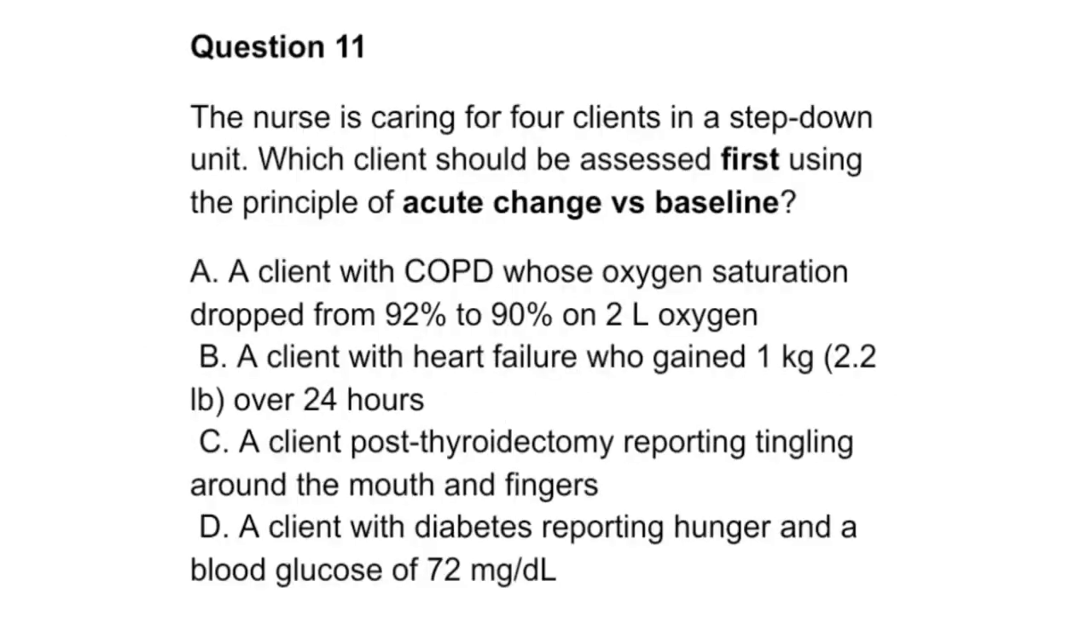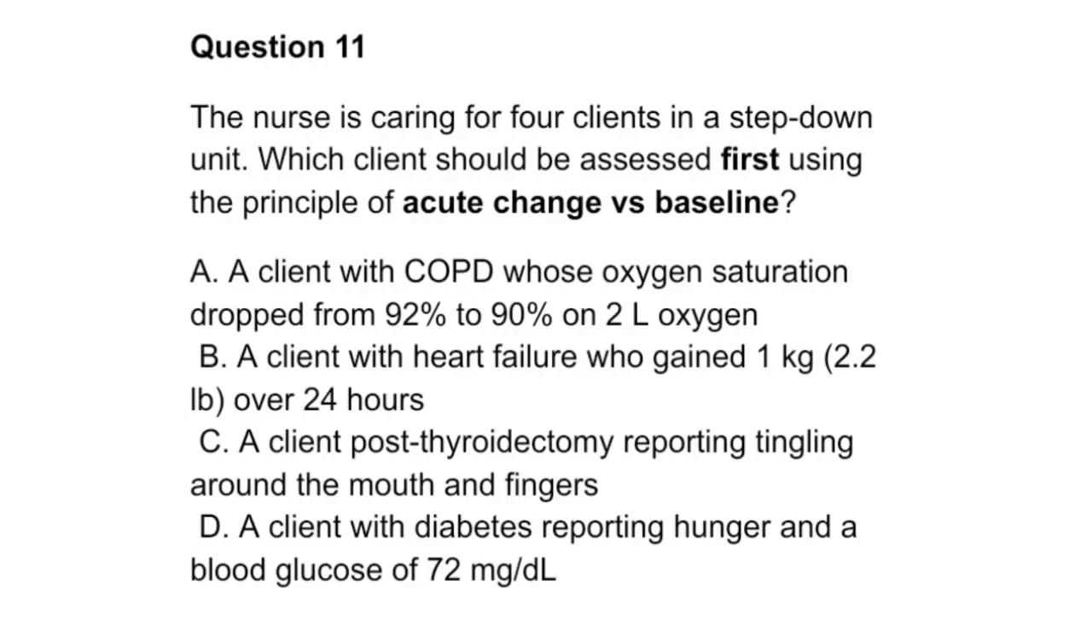Question 11. The nurse is caring for 4 clients in a step-down unit. Which client should be assessed first using the principle of acute change versus baseline? A. A client with COPD whose oxygen saturation dropped from 92% to 90% on 2 liters oxygen. B. A client with heart failure who gained 1 kilogram, 2.2 pounds, over 24 hours.